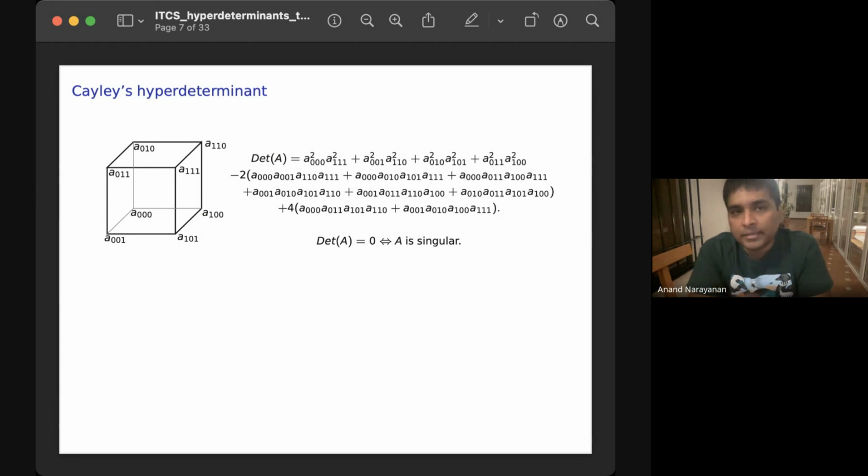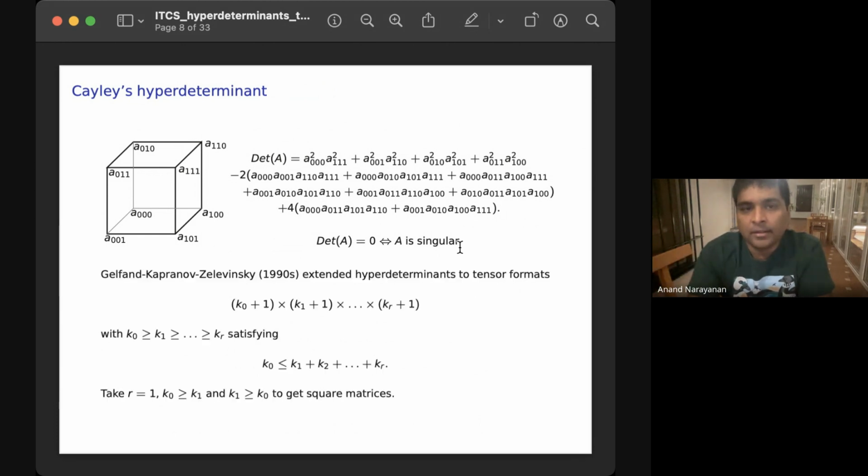And like the determinant, it is a polynomial in the entries of the tensors. It's actually a homogeneous polynomial with integer coefficients, and it vanishes precisely when this 2 by 2 by 2 tensor vanishes. And this field lay dormant for forever until it was revived by Gelfand, Kapranov, and Zelvinsky in the 90s.